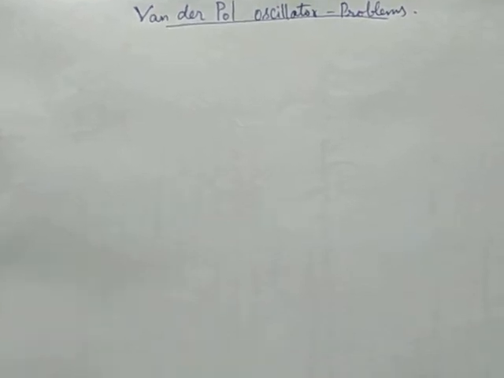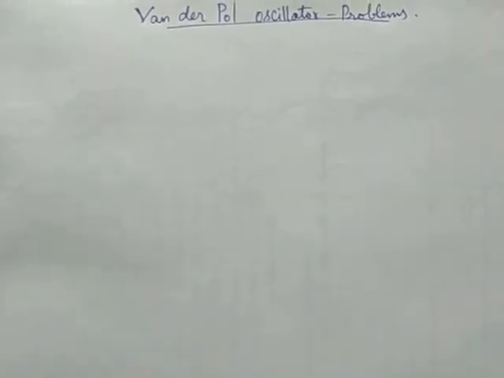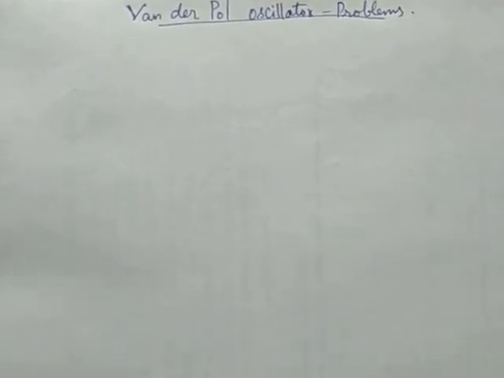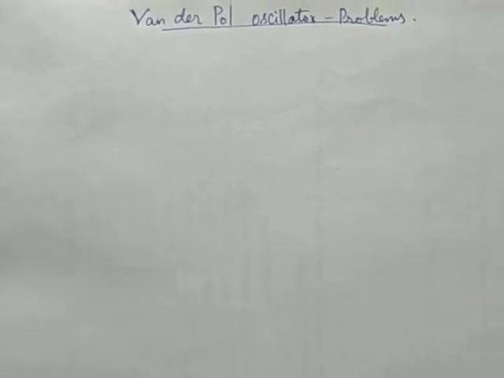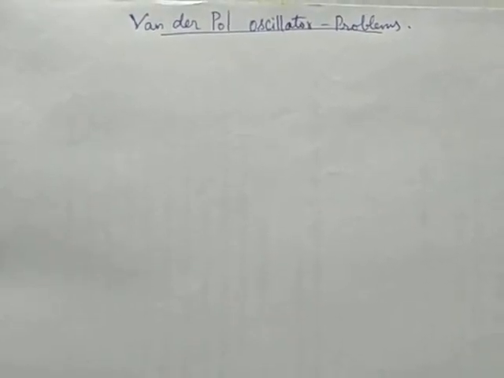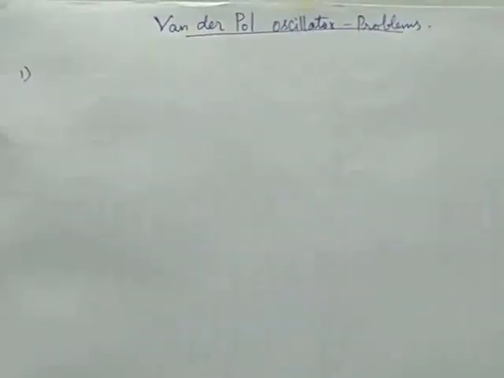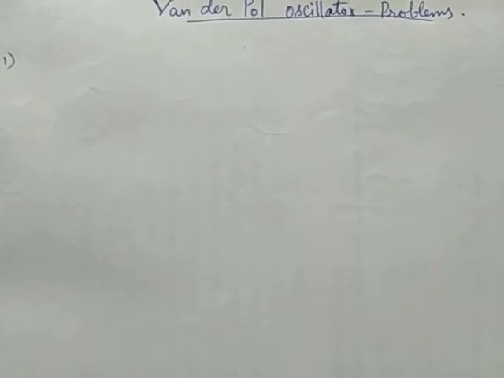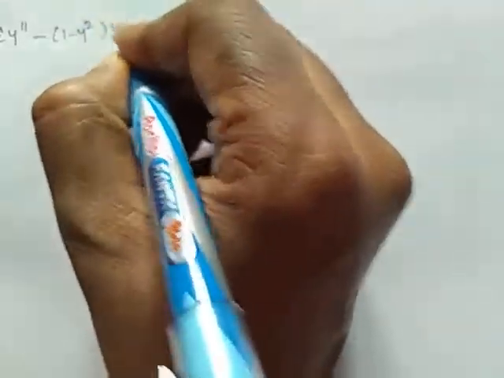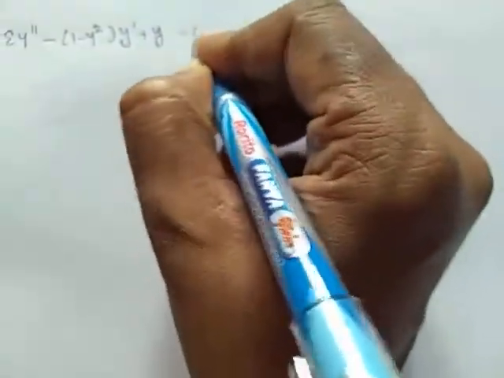Hello everyone. In this video, we are going to solve some more problems on van der Pol oscillator. Already we have discussed what is van der Pol oscillator and what is the mathematical form of van der Pol oscillator. Now we are going to solve van der Pol oscillator equation of the form epsilon y double dash minus 1 minus y square y dash plus y equal to 0.